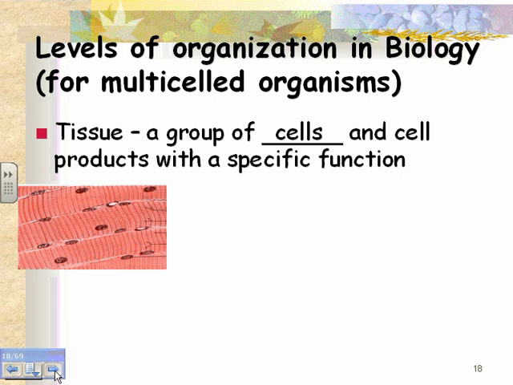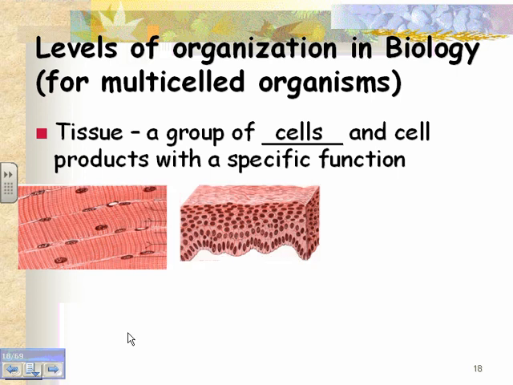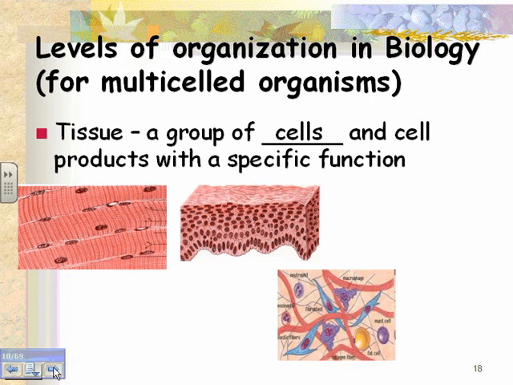Here's an example. Here's muscle tissue. That looks like skeletal muscle tissue. This is a type of epithelial tissue which lines all of the surfaces of you. So this might be the epithelial tissue that makes up the mucous membrane in your mouth, for example. And it's a bunch of really densely packed little cells.